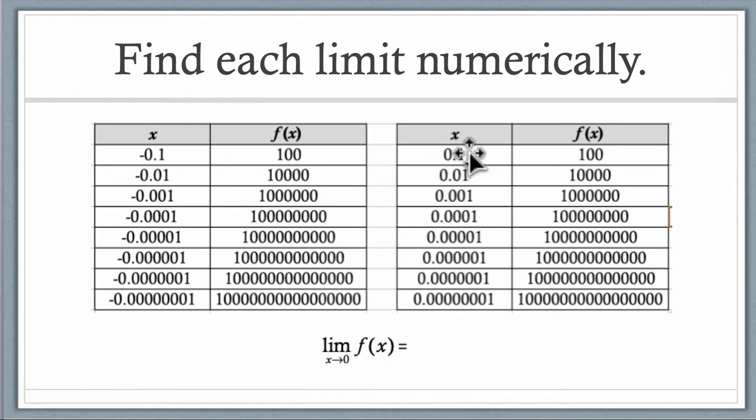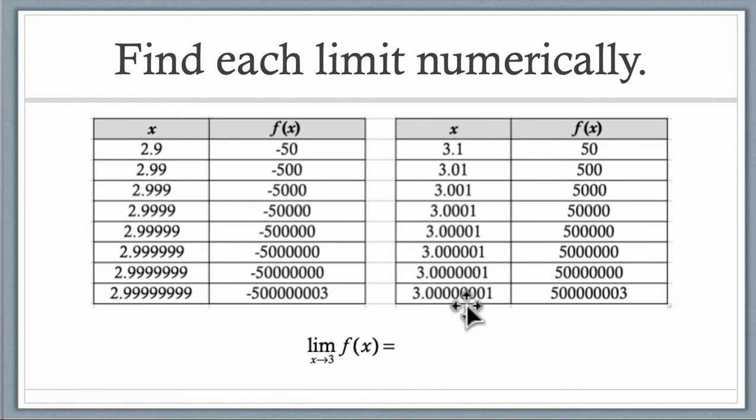Now, as x is getting closer to 0 from the right side, again, I notice how f is getting closer and closer to infinity. It's getting larger and larger and growing without bound. So we could say the limit as x is approaching 0 from the left and the limit as x is approaching 0 from the right are equal, so the limit as x is approaching 0 is infinity.